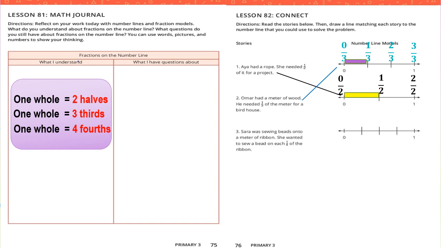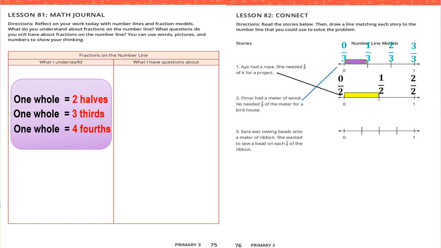Okay? By making how many dashes? Subtract 1 from the denominator. Yes, 3 dashes. So here the last number line has 4 equal parts. Okay?